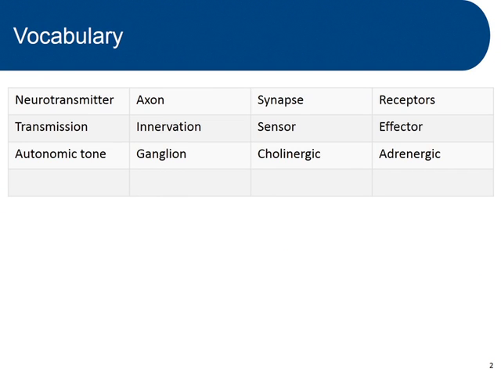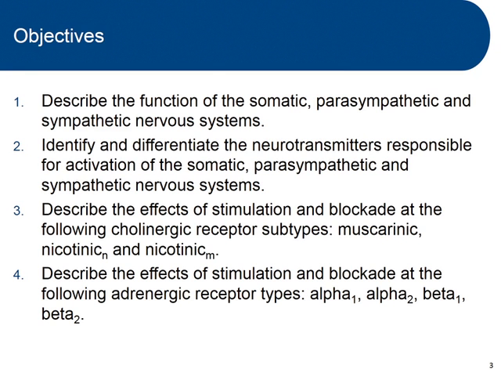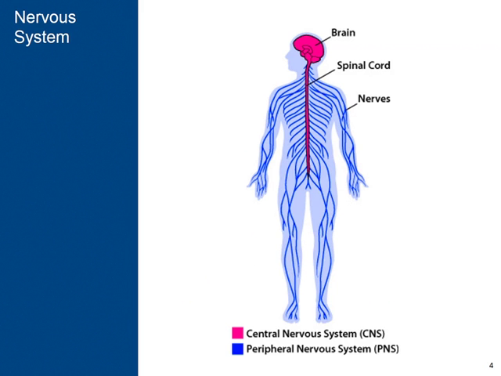There are some new vocabulary terms, so please review these and be familiar with them. The objectives are listed on the slide. They're also listed in your Blackboard module. We'll begin this discussion with an overview of the nervous system.